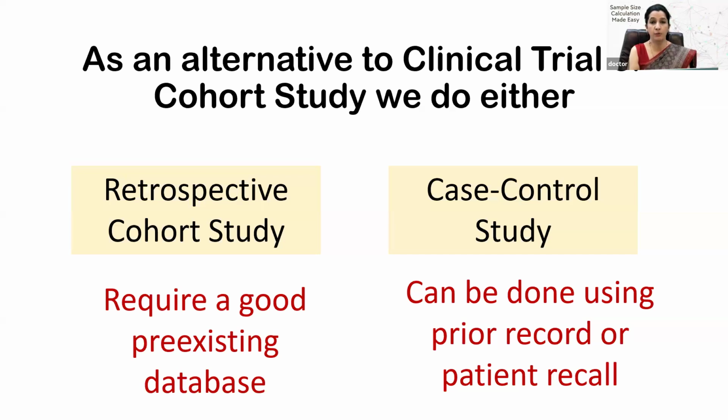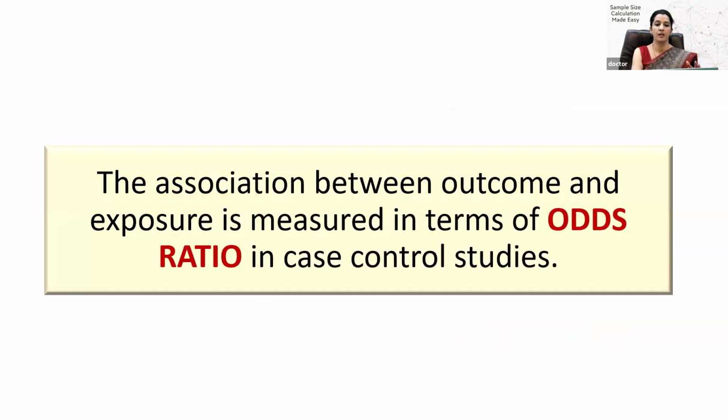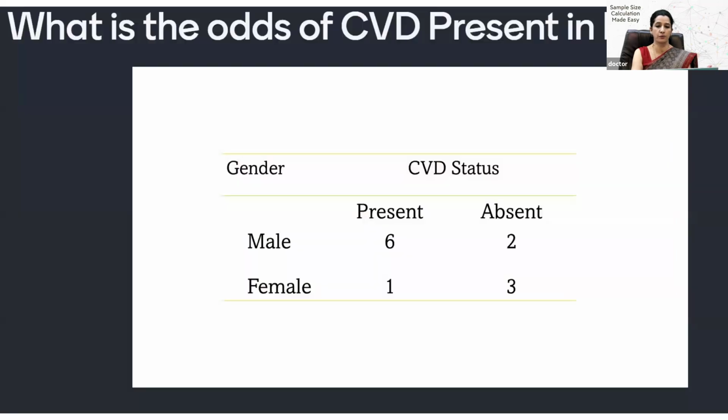So you can recruit the control group, and then it can be done taking the exposure history based on record or based on recall. So it can be a record or a recall, and then you can do a case control study. The association between the outcome and the exposure is measured in a case control study in the form of an odds ratio. So, a few slides on the odds ratio.